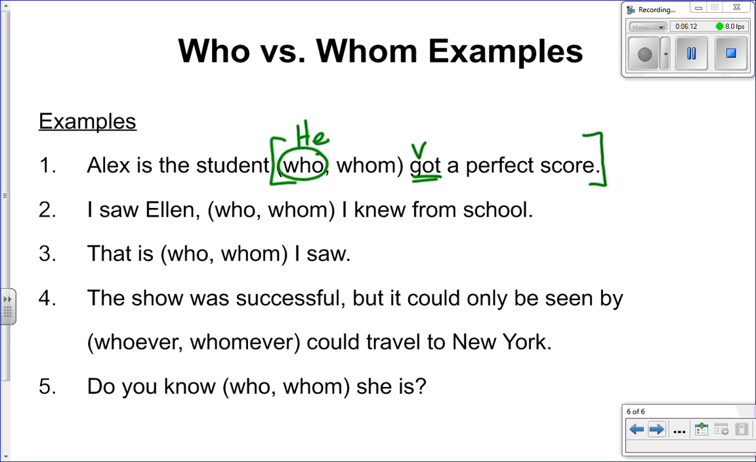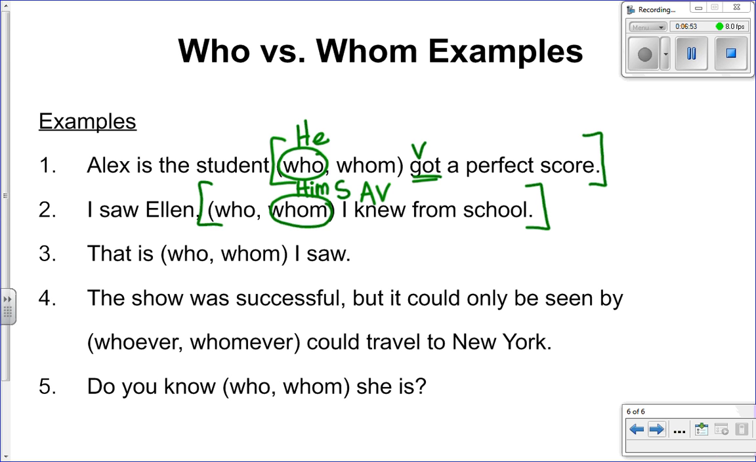All right, number 2, I saw Ellen whom I knew from school, and whom I knew from school is my subordinate clause. The subject of this subordinate clause is I. The verb is knew. Knew is an action verb. So I'm going to rephrase this subordinate clause and say, I knew whom from school. And if I put whom after the action verb knew, I would use the objective case, which is whom, or the word him. So let's try it again. I knew him from school. So we say whom.